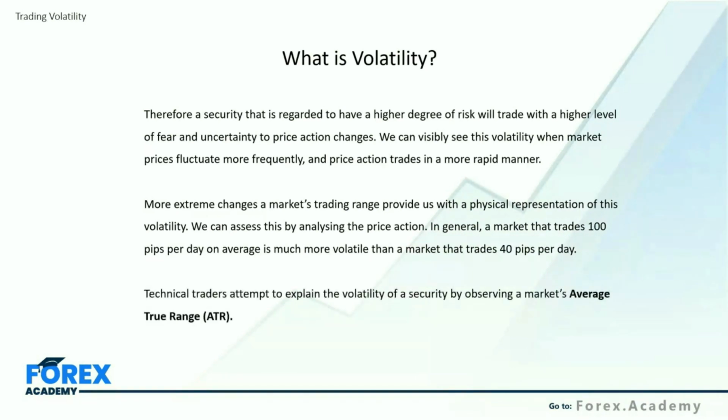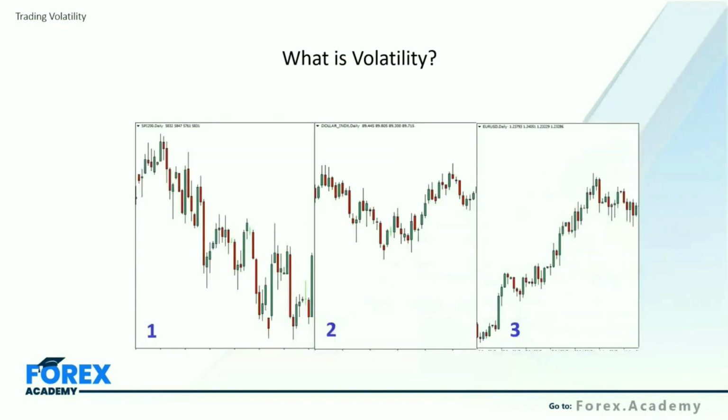Technical traders attempt to explain and identify this volatility by observing a security's average true range, otherwise known as ATR. It's actually a very useful technical indicator indeed. Here we have three markets in front of us: the SPI 200, which is an equity index in Australia, the dollar index, and the euro US dollar. We can see the price action structure. All of the candlesticks there are daily candlesticks, on charts 1, 2, 3. So the question I would like to pose is, just by observing the price action and the trend, which market is most volatile?